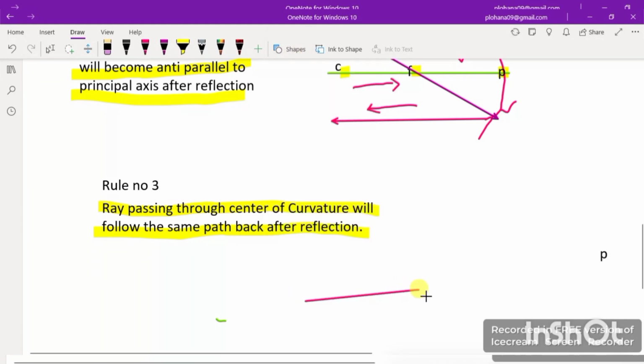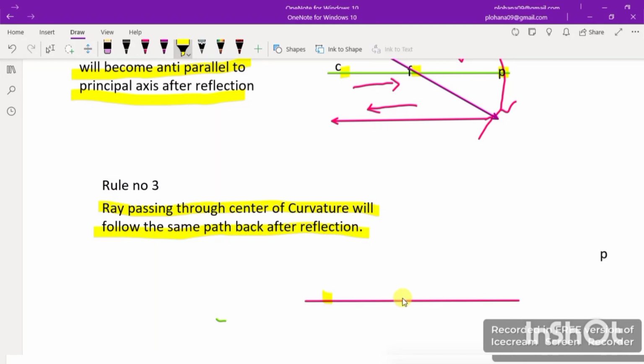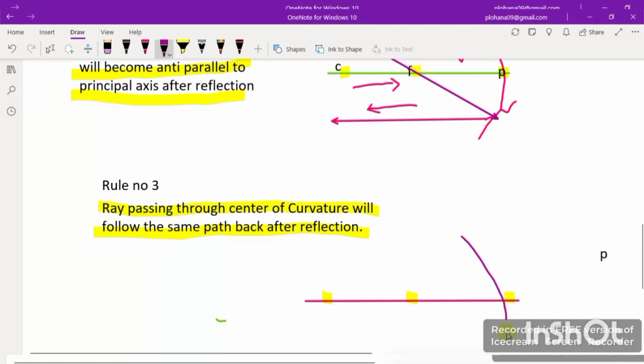We have the principal axis. This point is C, this point is F, which is the focal length or focus point. This P is the principal axis, right? I am making a concave mirror here. This is the concave mirror.